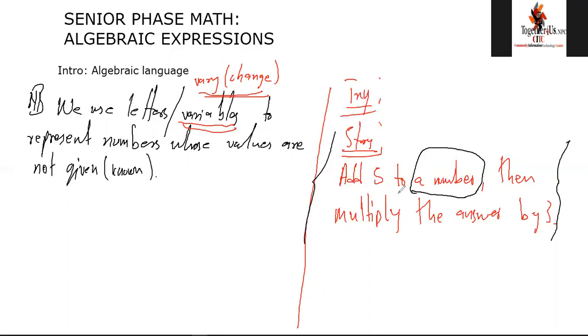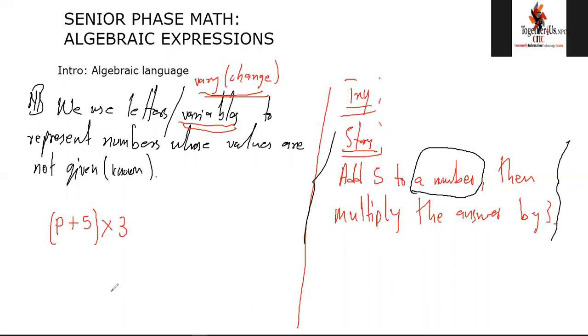So let's see, add 5 to a number. Now, I'm not going to use n now. I'm going to take any other letter. Let me take the letter P, maybe, for pi or Peter. Now, add 5 to this number. Add means plus, and then I'm going to say 5. Then multiply the answer. So whatever you are going to get here, you have to multiply it by 3.